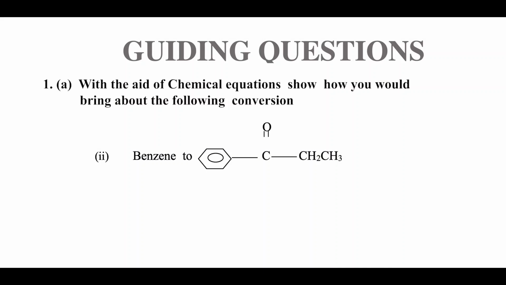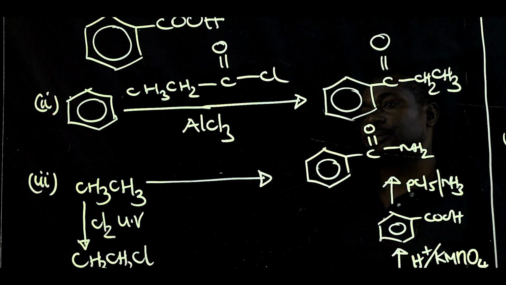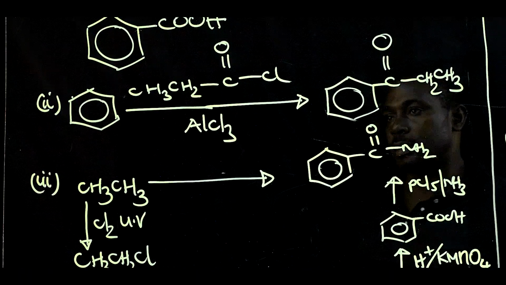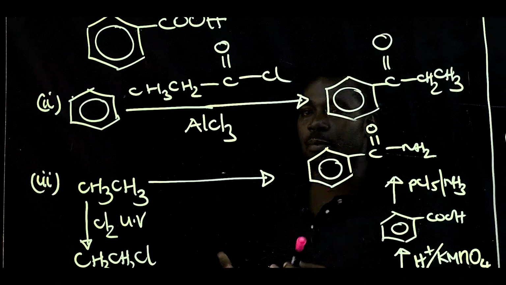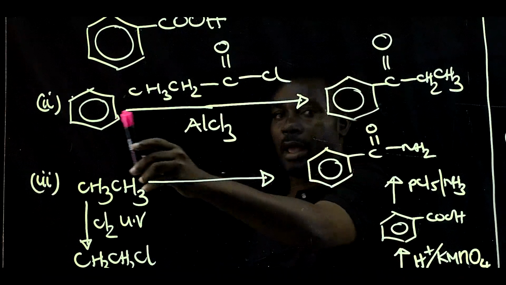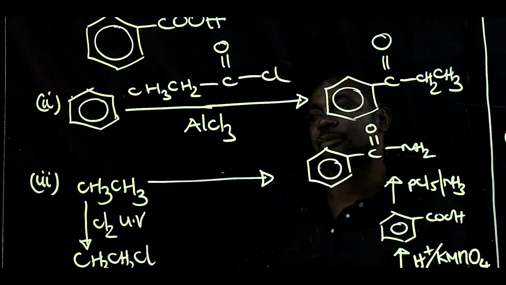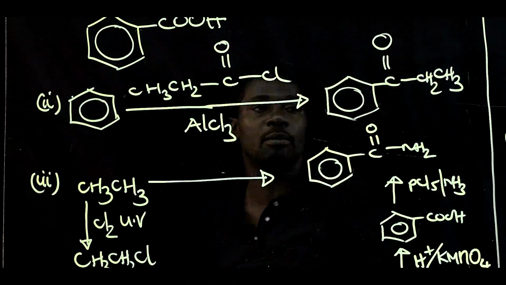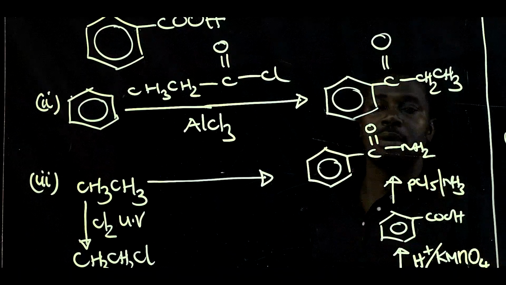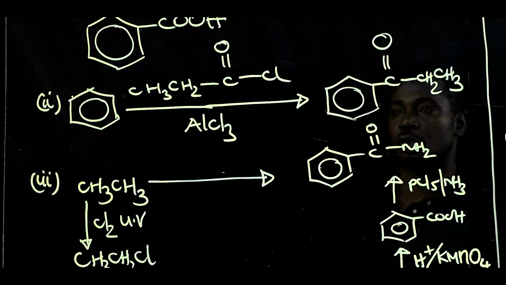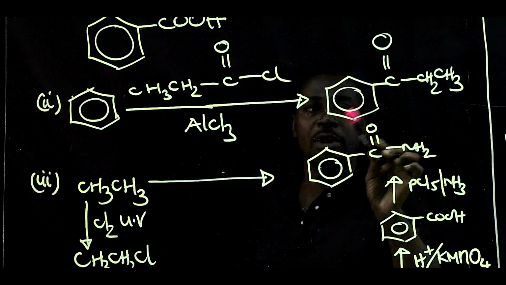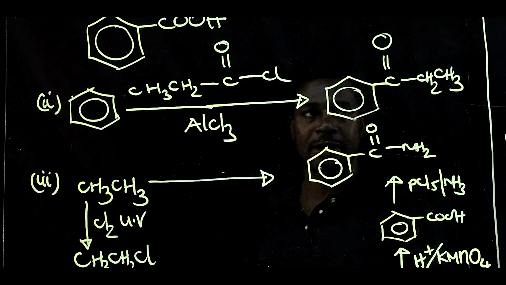Roman 2, convert benzene into benzene propanone. Since this question does not limit how many steps are required, here we are able to use only one step. How to convert a benzene molecule into benzene propanone? You are supposed to consider how many carbon atoms are added to the benzene ring.